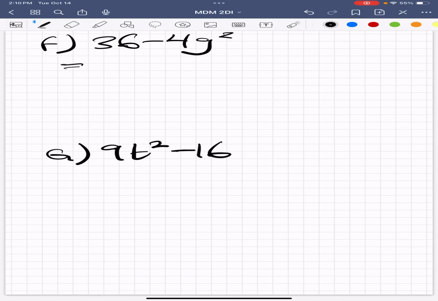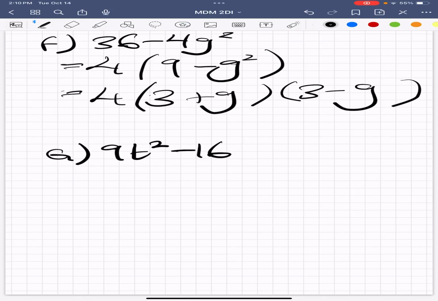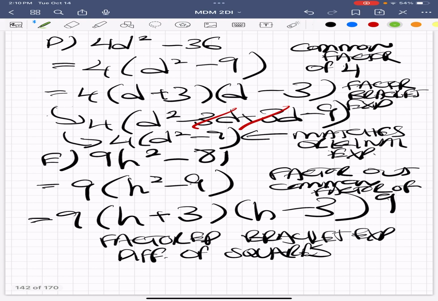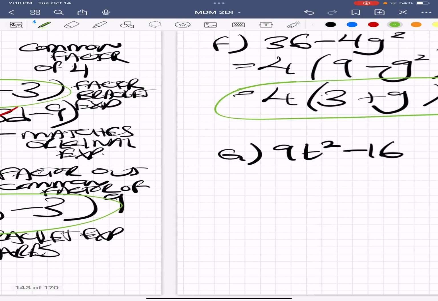And again, we have a common factor of 4. 9 minus g squared, then we have 4. Get our brackets ready: (3 plus g) and (3 minus g). And that is what I got for that question there. We forgot to circle our answers. There you go.